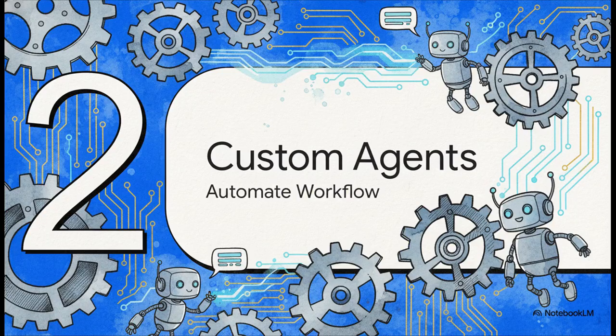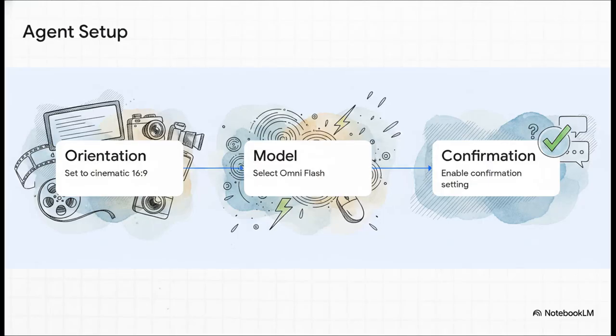Section 2, setting up custom agents. To get these automated robotic assistants working perfectly for you, doing a quick template setup now is going to save you endless clicking later. Just lock in your video orientation to a nice cinematic 16:9 ratio, select the Omni Flash model from the dropdown, and, this is the big one, make sure you enable the setting titled Ask for Confirmation.